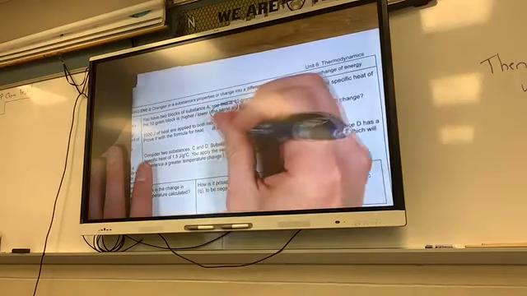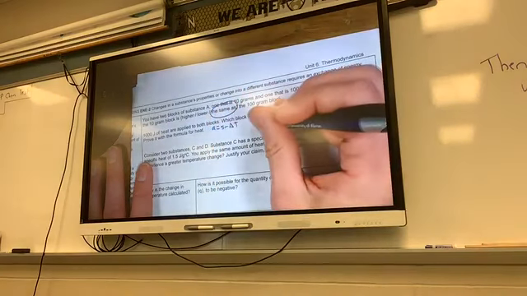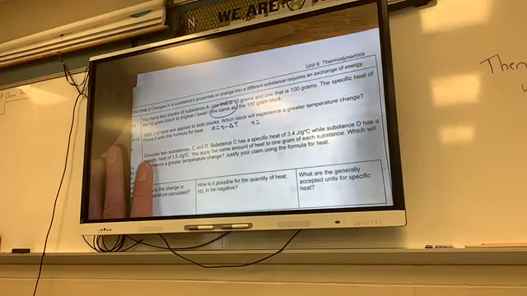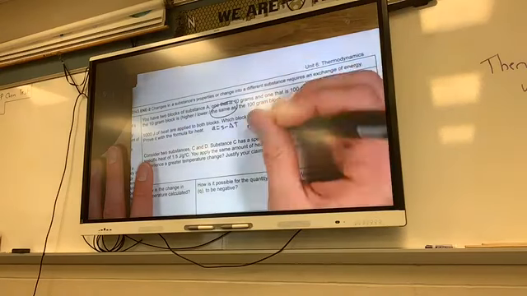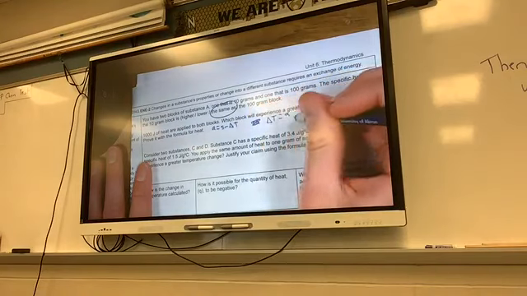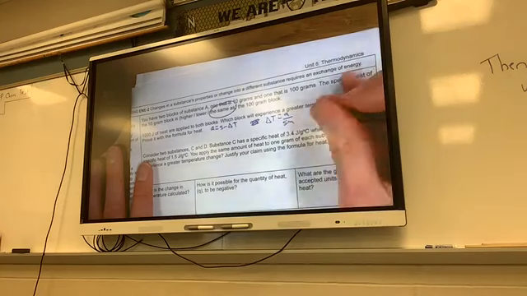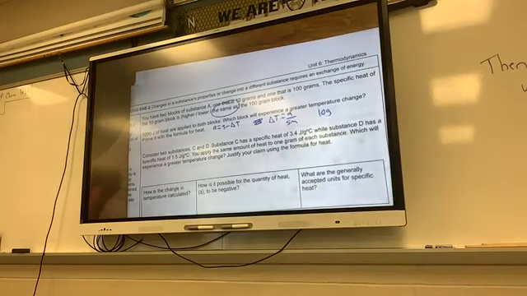Q equals SMΔT, right? We're really solving for a change of temperature, ΔT, which equals Q over SM. So which one is going to experience the greater temperature change? The 10 grams, right? Because it's smaller.